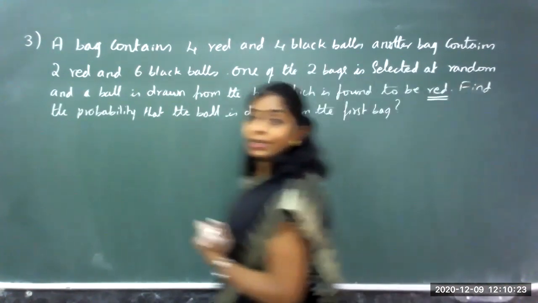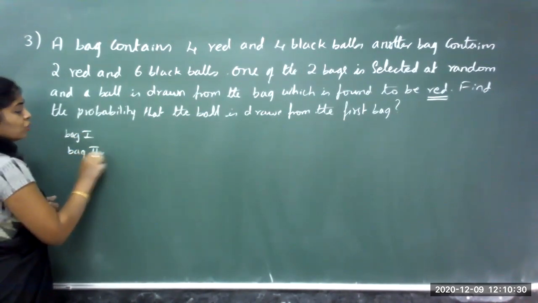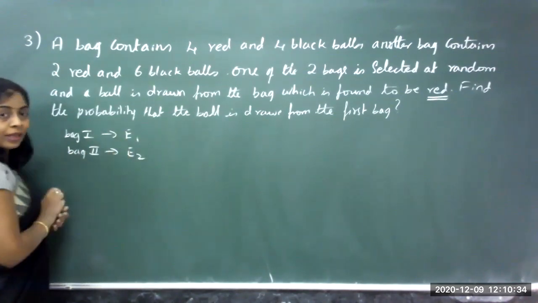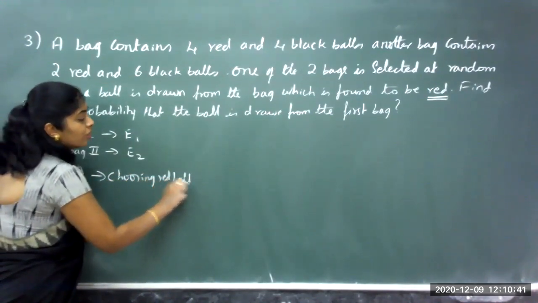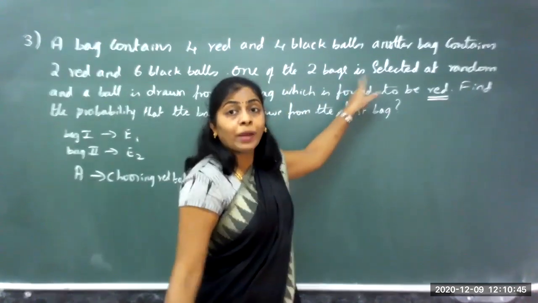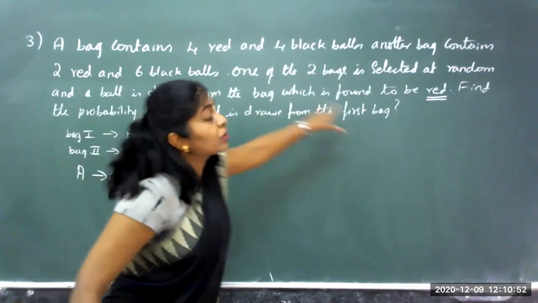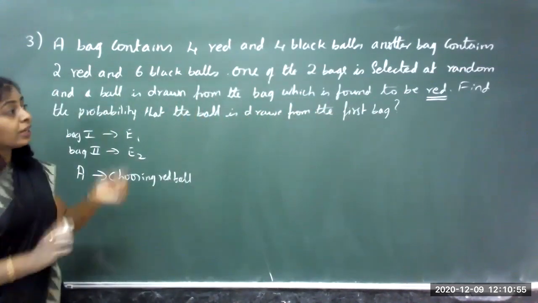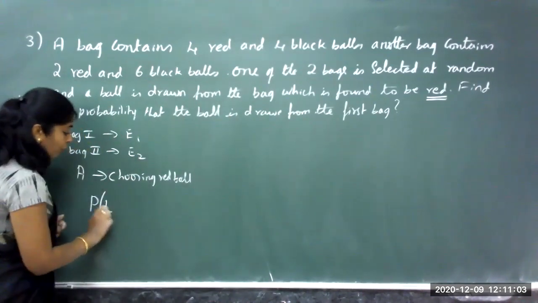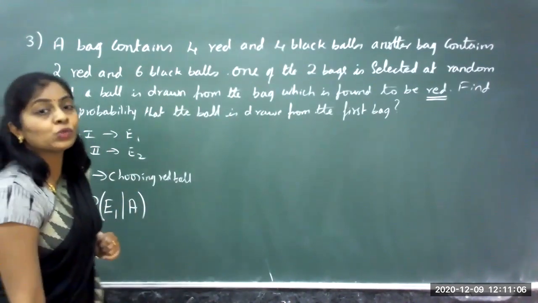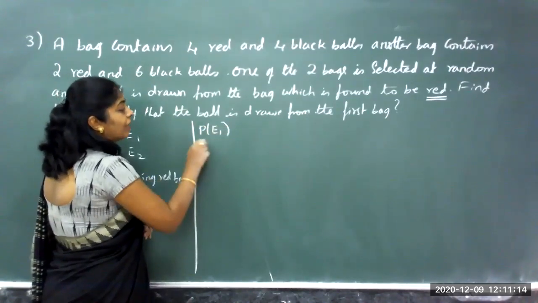So now here, in the random experiment, there are 2 bags, bag 1 and bag 2. Let me choose the bags as E1 and E2. And A is choosing the red ball, because we are told that one of the 2 bags is selected at random and a ball is drawn, which is found to be red. Now you have to find the probability that the ball is drawn from the first bag, so from the first bag you have to find the chances of choosing the red ball. That is event A.